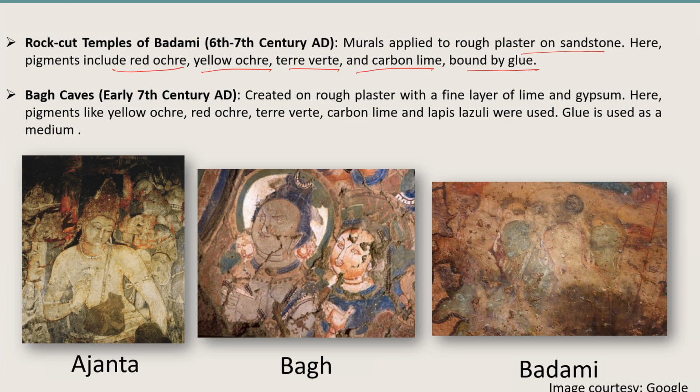Bagh caves, early 7th century AD, created on rough plaster with a fine layer of lime and gypsum. Here pigments like yellow ochre, red ochre, terre verte, carbon lime and lapis lazuli were used. Glue is used as a medium.